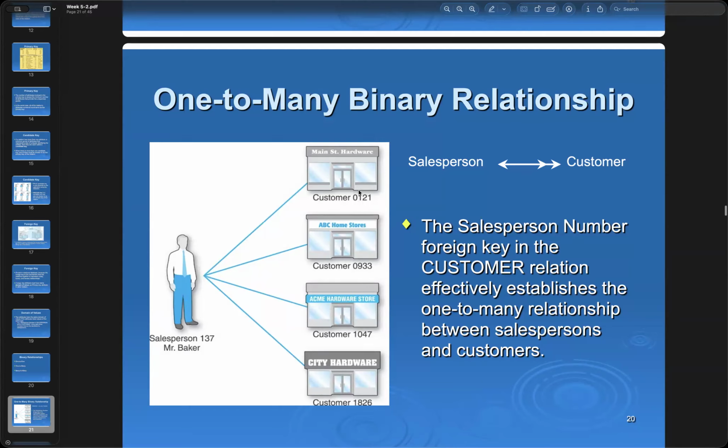The salesperson number can appear in different customer records, so it's many, but each record only has one salesperson number. You cannot put two or three salesperson numbers. That's why it's one-to-many.